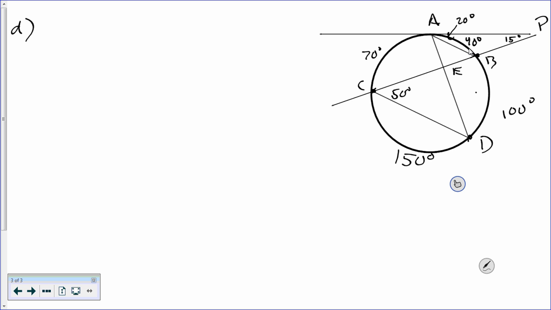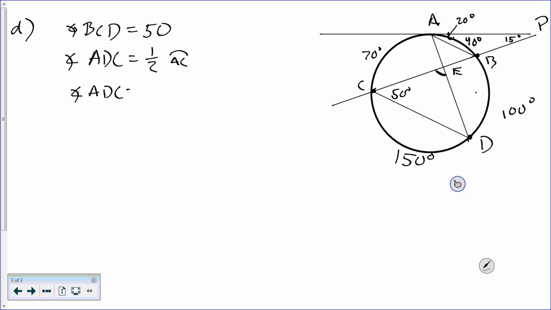Oh no, I'm sorry. The next one asks for CED, this angle right here. Which again in itself is kind of a pain to find, but we do know this: if we found angle BCD, that was 50, and we can also, using the same concept, say ADC. Well, ADC is equal to 1/2 of its intercepted arc, arc AC. So angle ADC is equal to 1/2 of 70, which means that it's equal to 35 degrees.